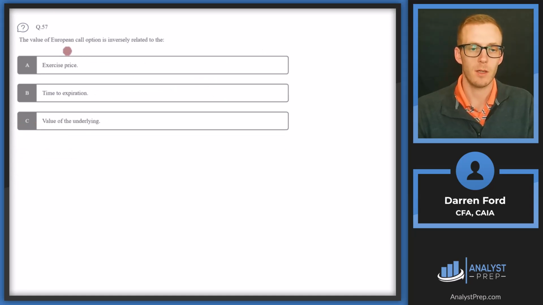Question 57. The value of a European call option is inversely related to the. So inversely related meaning when this goes up, that means the call option value goes down. So A, exercise price, all else equal. If the exercise price is higher, this is going to be inversely related to the call option. So if the exercise price is 50 versus 60, we're looking at a call option. A lower exercise price means we're either more in the money or closer to being in the money, which will increase the price of the option.